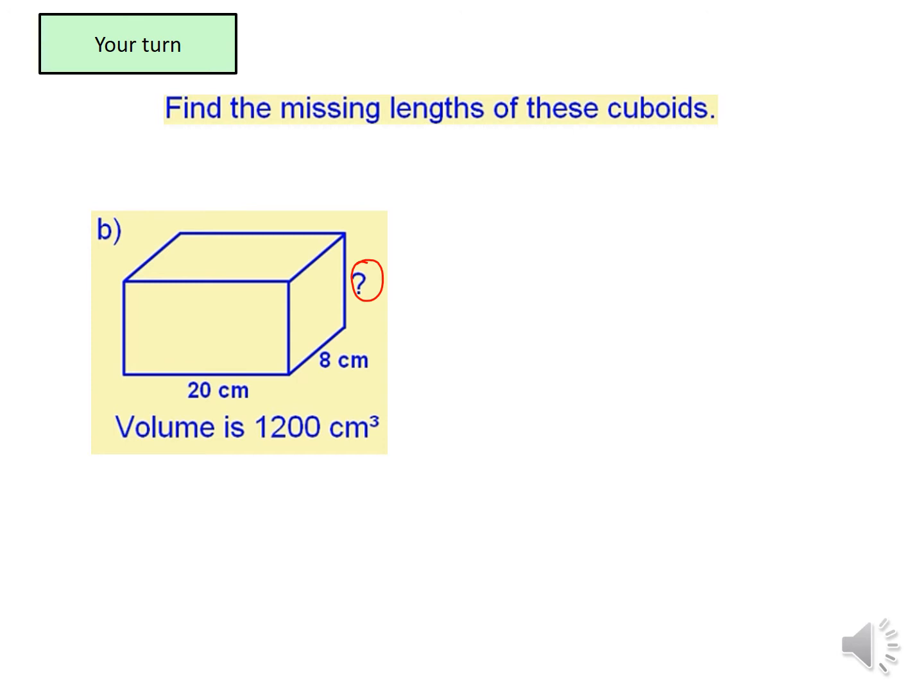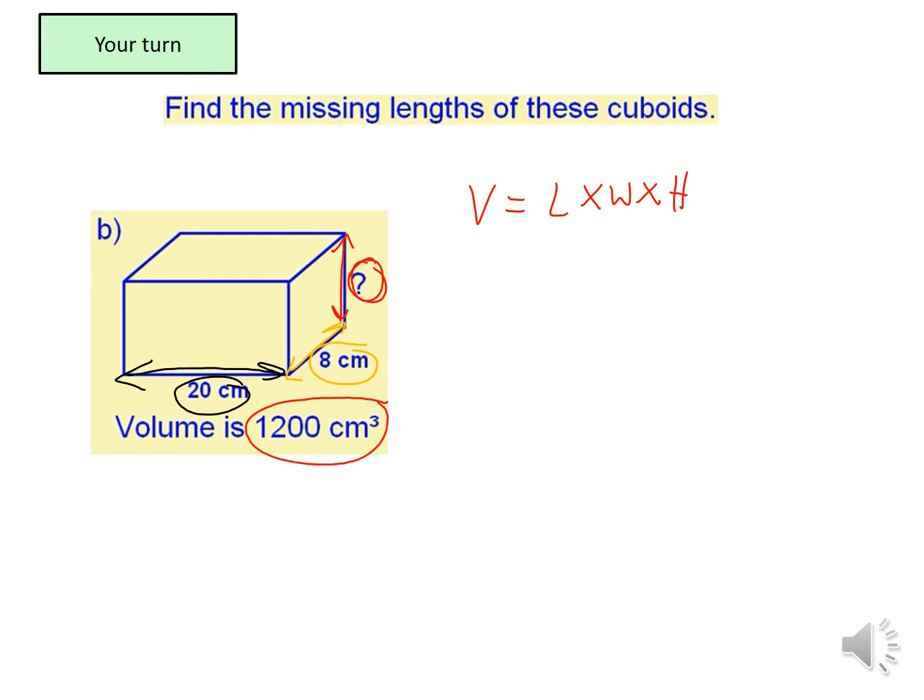Okay, so let's start our working out by stating what our volume formula is. Our volume formula is length times width times height. So let's identify our length, width and our height. Our length is 8 centimeters. Our width is 20 centimeters. And our height is unknown. We're trying to calculate this height. We've been given a volume of 1,200 centimeters cubed.